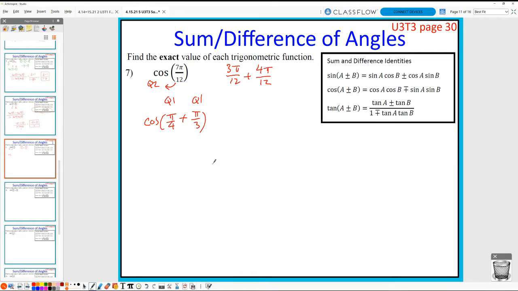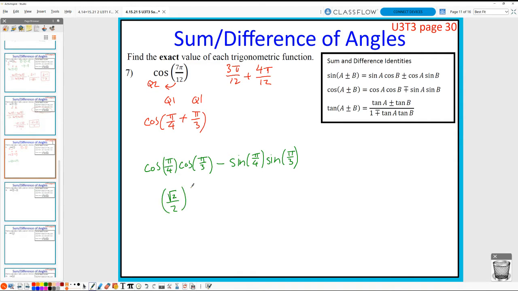And so following along with what cosine is, the sum of angles or difference of angles, this is cosine of pi over 4, cosine of pi over 3. This was addition. Now we have subtraction. Sine of pi over 4, sine of pi over 3. Cosine of pi over 4, this is root 2 over 2.